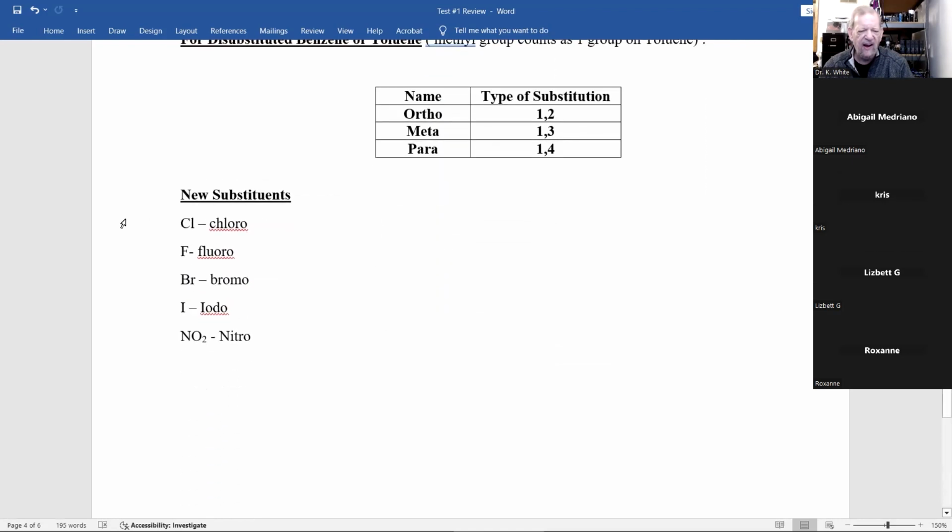Now, at this point, I introduce you to some more substituents that you should know. Cl is called a chloro group. F is fluoro, Br bromo, I is iodo, and NO2, where the bond is from nitrogen to the benzene ring, or the aromatic ring, is called the nitro group.